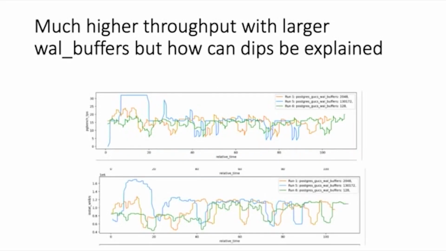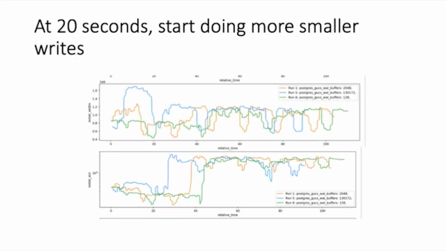So the next thing that I wanted to do with the same benchmark is actually talk about the peaks and valleys, because I think this one is particularly interesting. So with the larger wal_buffers setting, you see the place where the TPS is the highest, that one plateau, that corresponds with us having really high write throughput. So we're writing out all those files super quickly and a lot at once. But then there's this decline, and I wanted to talk about what that could be caused by. So at 20 seconds, we start doing more smaller writes. So this is writes per second and write throughput.